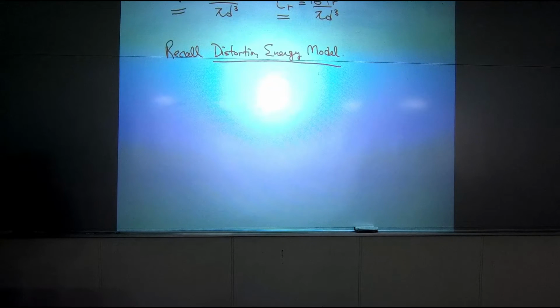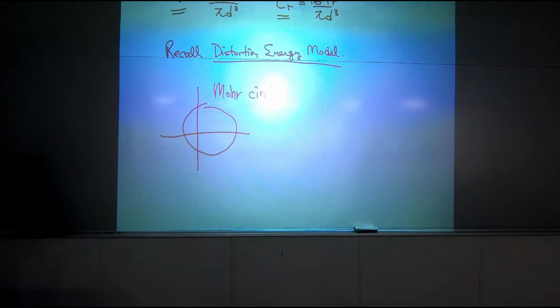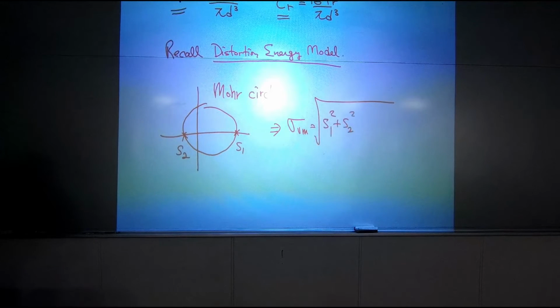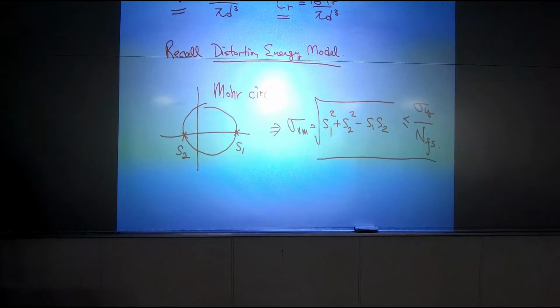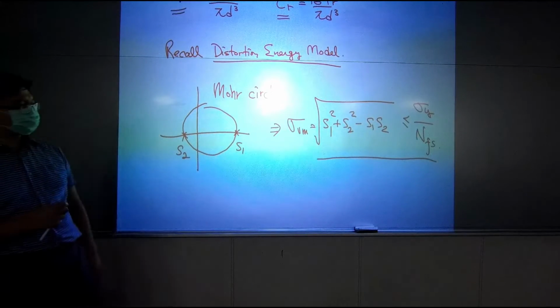We usually have a Mohr circle, right? We first have a Mohr circle, then we study the principal stress, and then we said the von Mises stress should be S1 squared plus S2 squared minus S1 S2. And we wish this should be smaller than yield strength over your safety factor. This is the maximum distortion energy model.